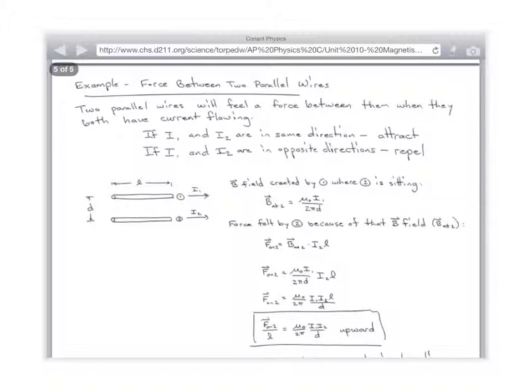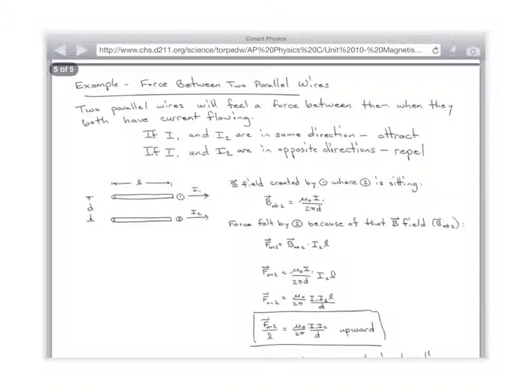Sound good? All right. And moreover, if you do a little math, you could figure out how strong that force is. The field at 2 is mu naught I over 2 pi d from before, right? So the force on 2 is the field at 2 times the current of 2 times the length of 2, which means the force on 2 is mu naught over 2 pi I1 I2 L over d. Good?